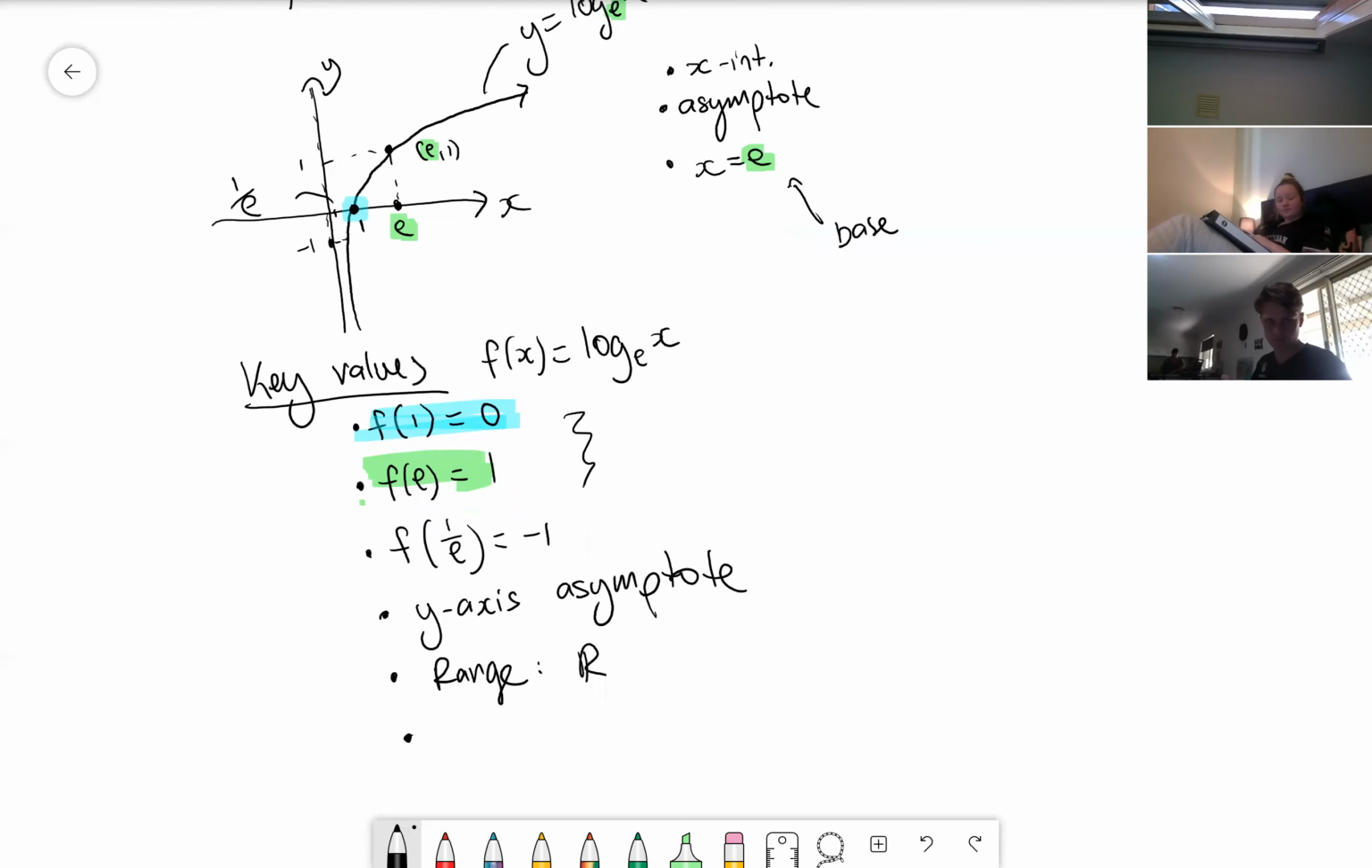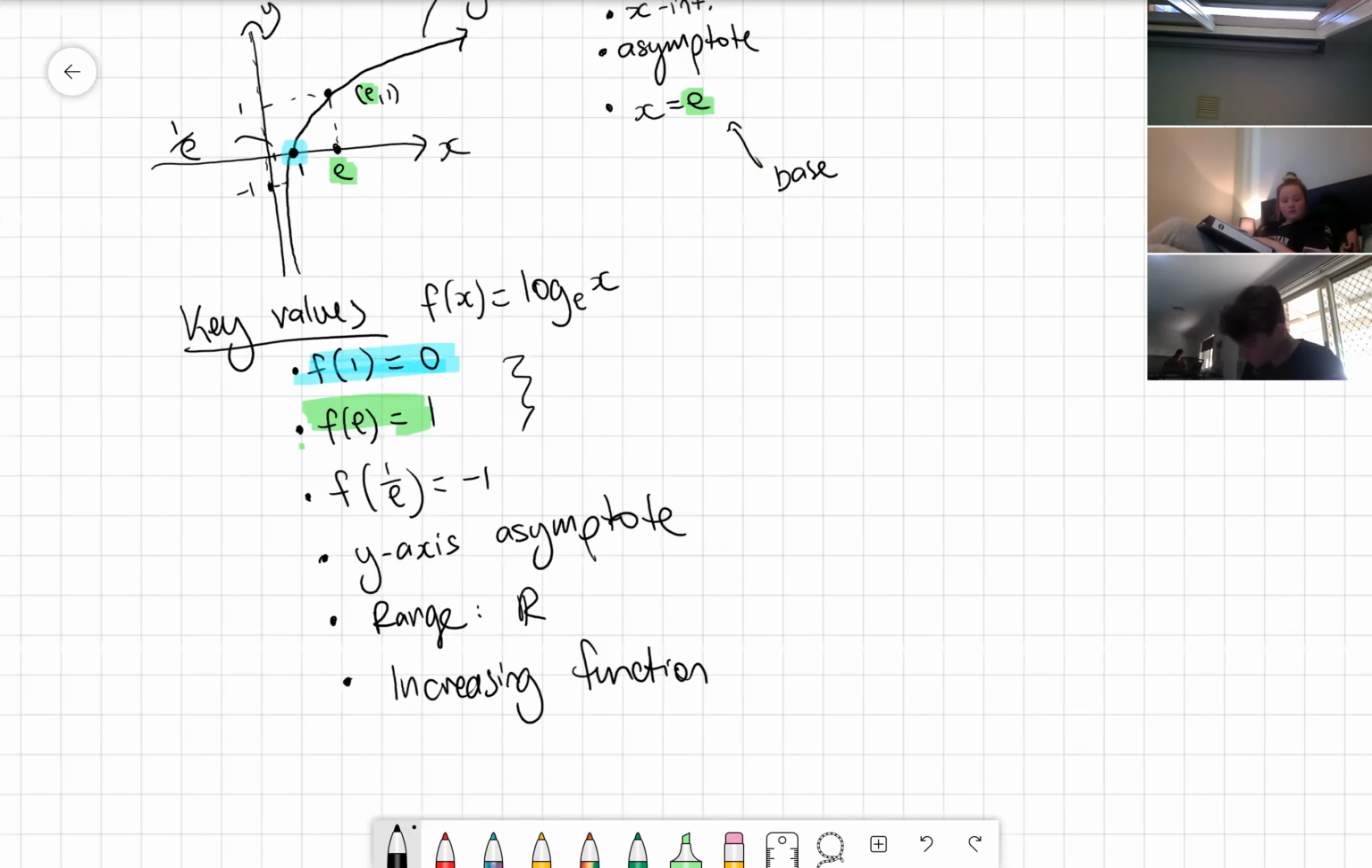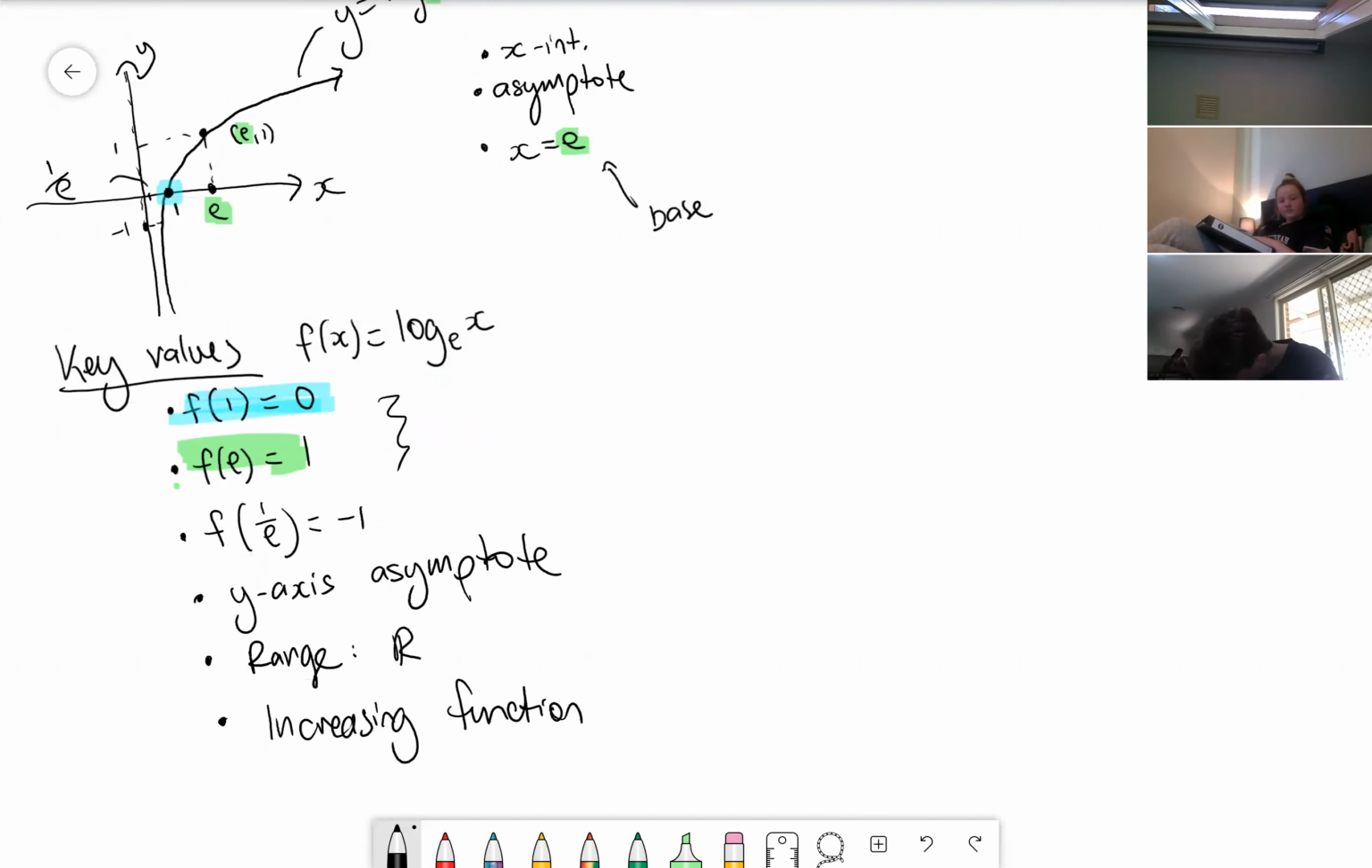What about, can we say something else about, actually that's too much of an open question. It's also an increasing function. So as we keep going to the right, every single value goes higher and higher and higher. Okay, cool. So let's graph a few functions. That's really all we need to know. But we'll graph 1a now.